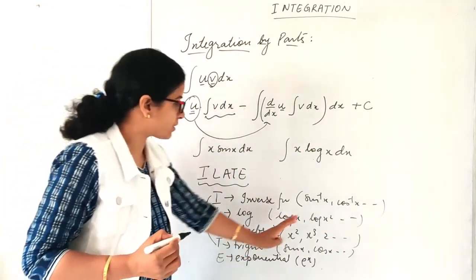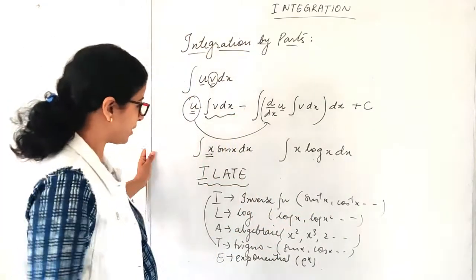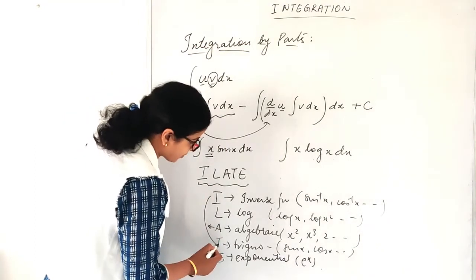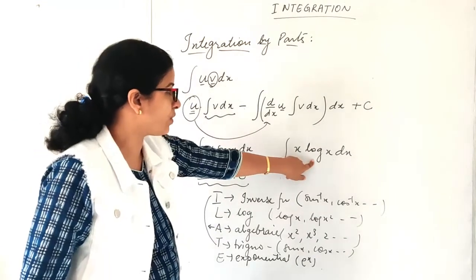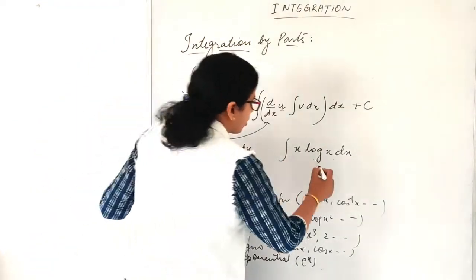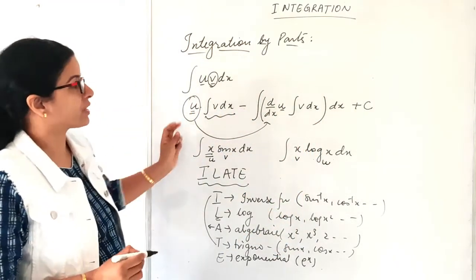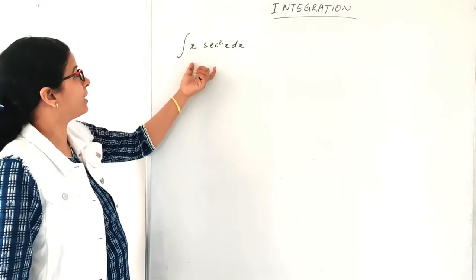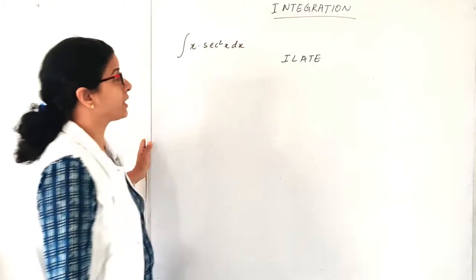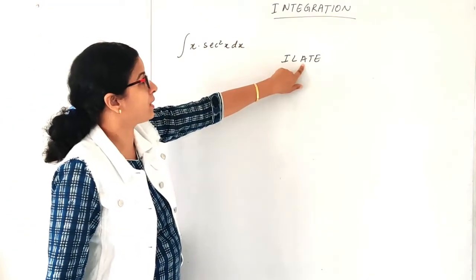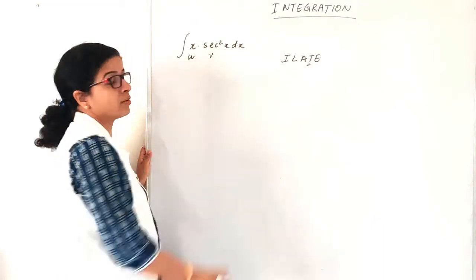So according to this we will judge what is our u, what is our v. Pay attention here, this is algebraic. See, algebraic comes first and next comes the trigonometric. So this will be u, this will be v, correct? Now if we check over here, logarithm comes first. So logarithm will be u and x will be v. Is that clear? Now we will check some examples. Let us check this example, x secant square x dx. Pay attention here, we'll write ILATE, and first comes the algebraic, so this will be u, and second is my trigonometric, so this will be v.